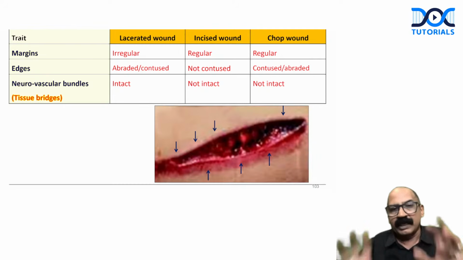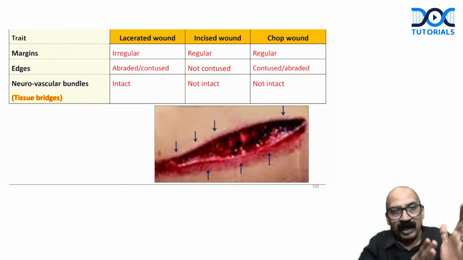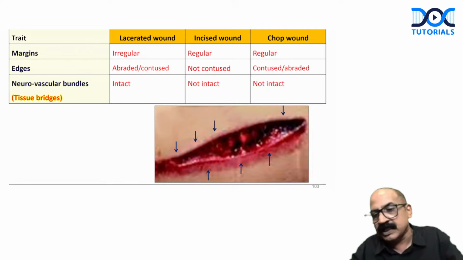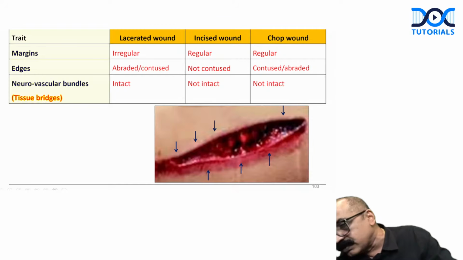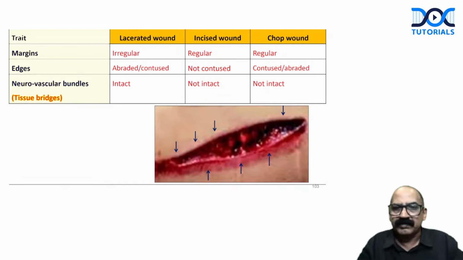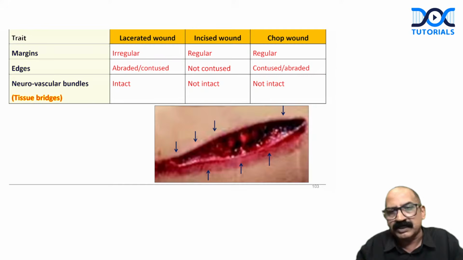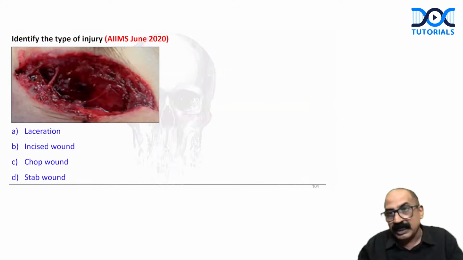Now, again I say, lacerated wound: margins are irregular, edges are contused or abraded, neurovascular bundles are intact. And in case of incised wound, the margins are regular and the edges are not contused. Meantime, neurovascular bundles are not intact. In chop wound, margins are regular, edges are contused. Now, look here. You can see the neurovascular bundles. Answer is laceration. Asked in AIIMS examination.